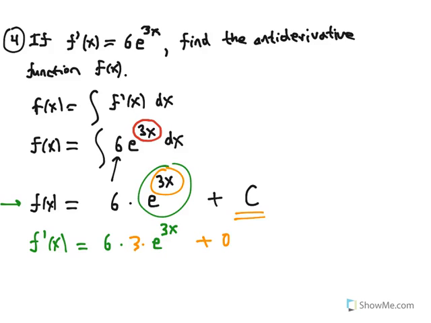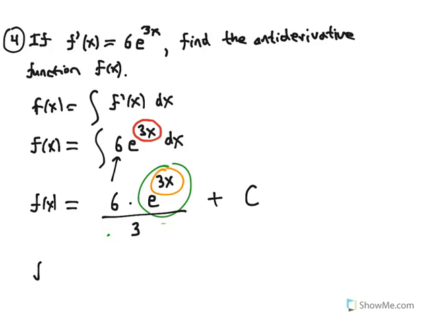We don't want 18 times e to the 3x. We want 6 times e to the 3x. So we have to compensate by dividing by 3. So we go back to the previous step, and we've got to make sure that here we're dividing by 3. So our final answer should be f of x is equal to 6 divided by 3 is 2 times e to the 3x plus some constant of integration.